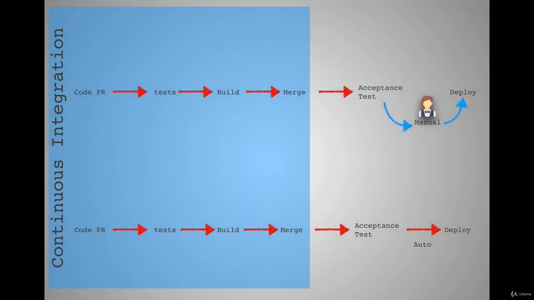Welcome back. Let's start with the first topic, continuous integration. Continuous integration is this blue box over here. It is a development practice where developers integrate code into a shared repository frequently, preferably several times a day. And each integration can then be verified by an automated build and automated tests.